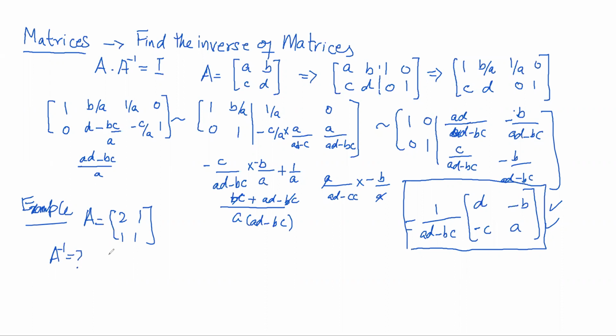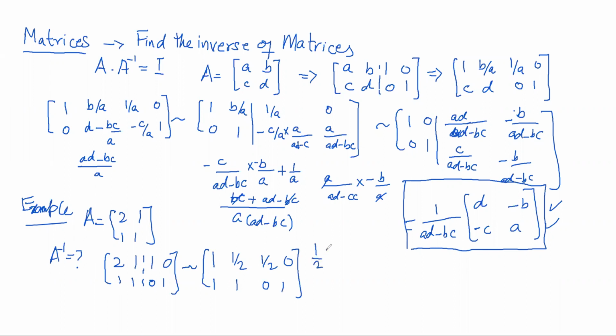Okay, so its inverse we can find by the row operations: 2, 1, 1, 1, and its augmented matrix is with 1, 0, 0, 1, and then we will apply the row operation. So first of all, we will divide throughout by 2. So it will be 1, 1 by 2, 1 by 2, 0. Okay, and then it will be 1, 1, 0, 1 as it is. So the row operation is 1 by 2 row 1 is new row 1.